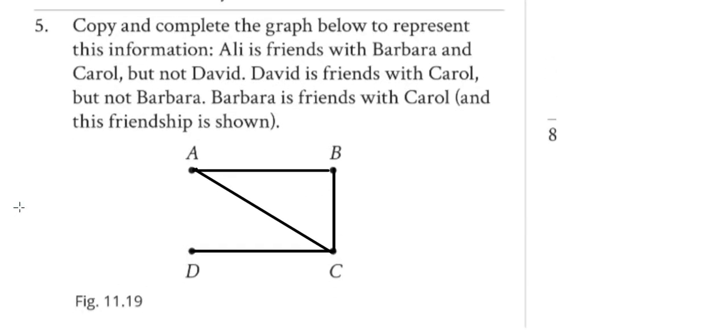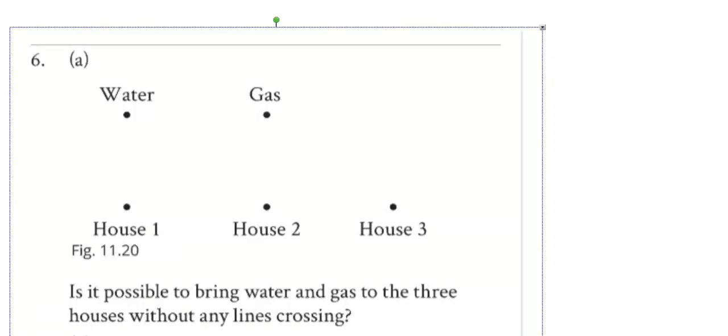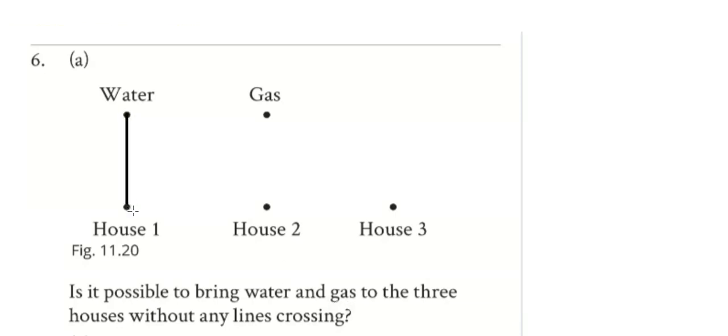Okay, so we've completed this question. Now, question 6. Is it possible to bring water and gas to the tree houses without any lines crossing? So water to house 1, to house 2, to house 3. Okay.